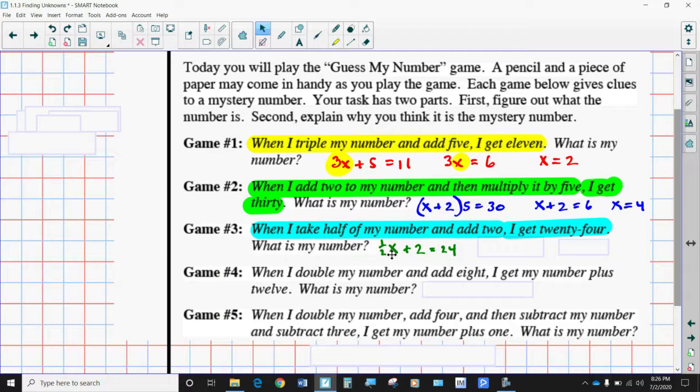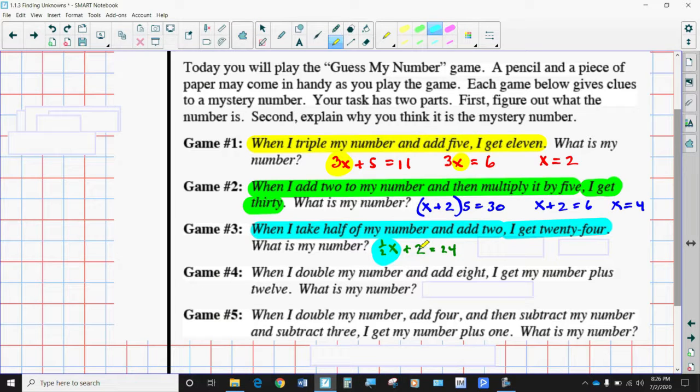So I wrote this down. Some of you may have said x divided by 2, because when you take half a number, you divide it by 2, right? I decided to write it as 1/2 times x plus 2 is equal to 24. So using our reverse thinking, what would this have to be?